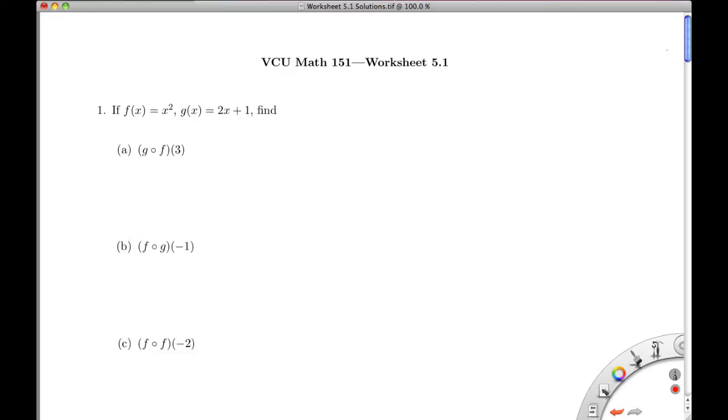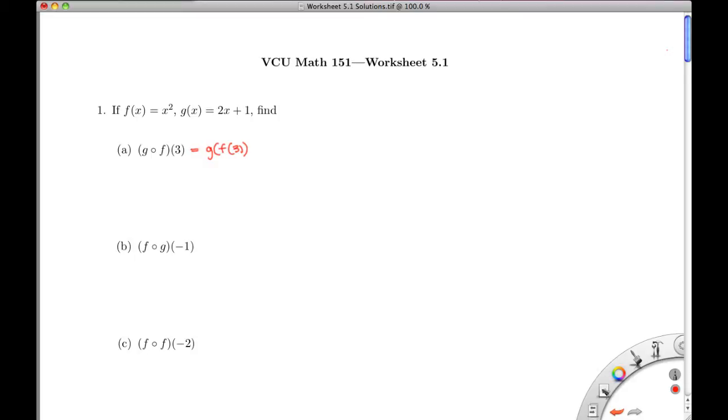Maybe an easier way to think about this is to use the alternate form of the notation for function composition. So rather than using the open circle to denote g composed with f, I'm going to write it like this. So this is equivalent to asking for g of f of 3. It's a little bit more clear when we write it like this what we're being asked to do. We want to take our function g and evaluate it at the value of f when it's evaluated at 3.